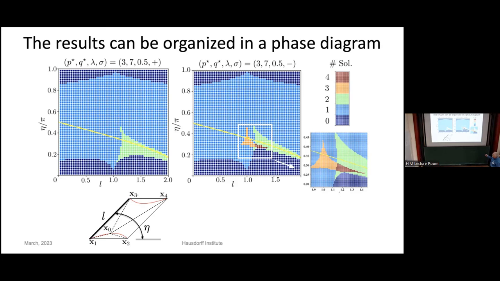There are actually two phase diagrams, because remember it's the choice of plus or minus, plus omega and minus omega. So there are always two phase diagrams, and this is the one with plus and minus. Well, it's a nice way, like material science. In material science, phase diagrams are a very standard way to organize results.